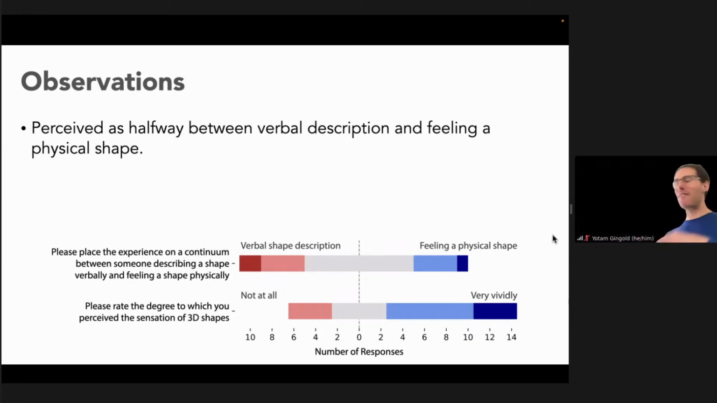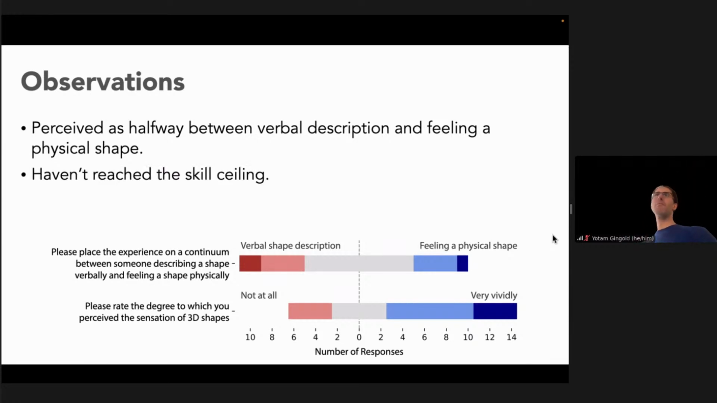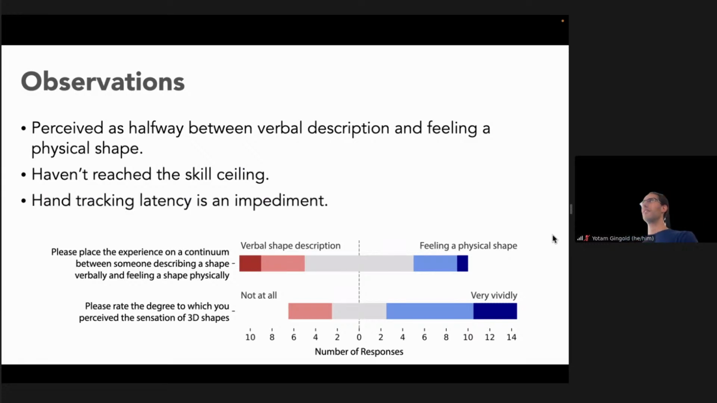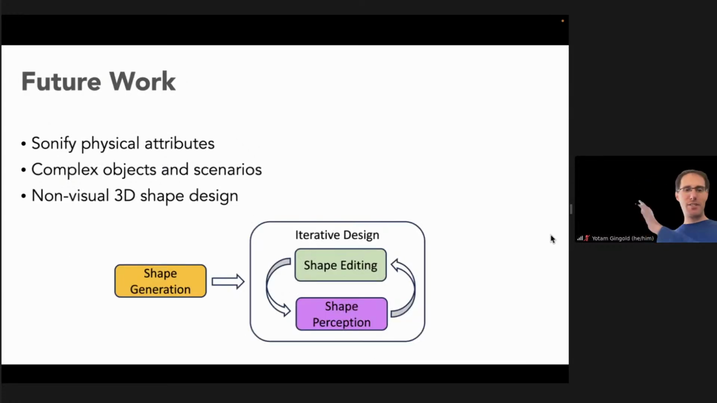Yeah, and we definitely haven't reached the skill ceiling for what people were capable of. They trained for a little bit doing this, but not an insane amount of time. And then that tracking latency, I wish it were shorter. It's much longer than what you get with the controllers. Obviously there are other things to do in the future, other physical attributes like the materials, or doing a physical simulation of the resonance of the shape when you hit it, knowing what material it's made of. Doing more complex objects, yeah.